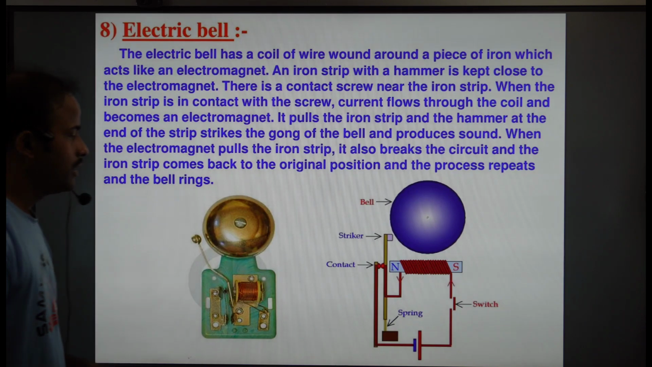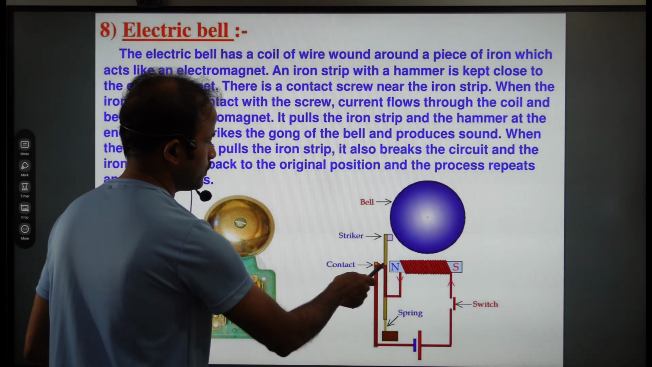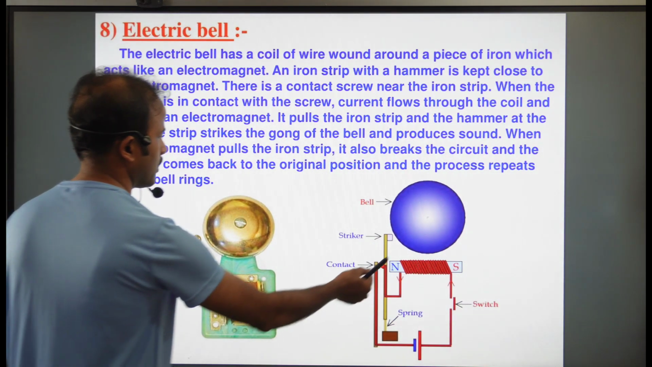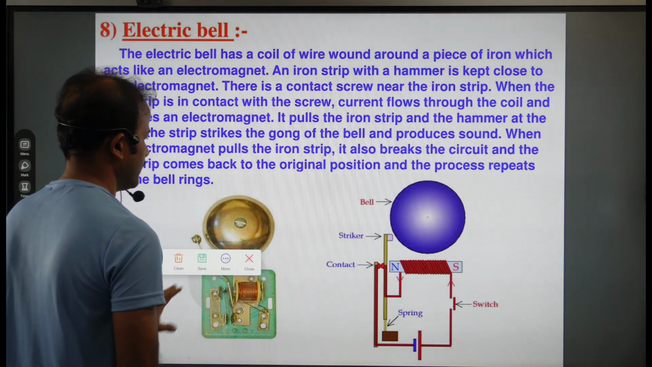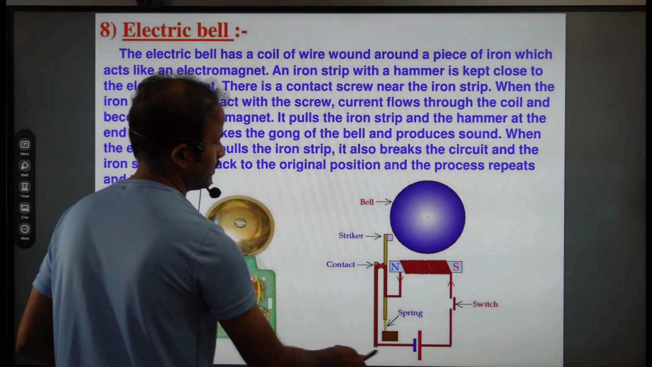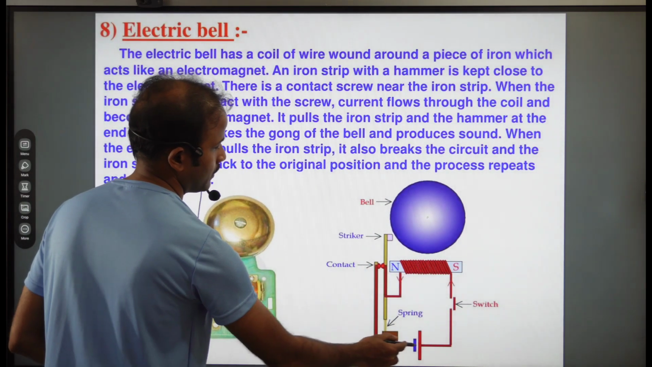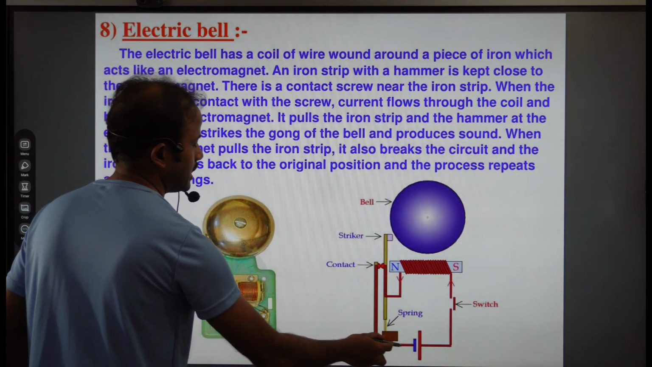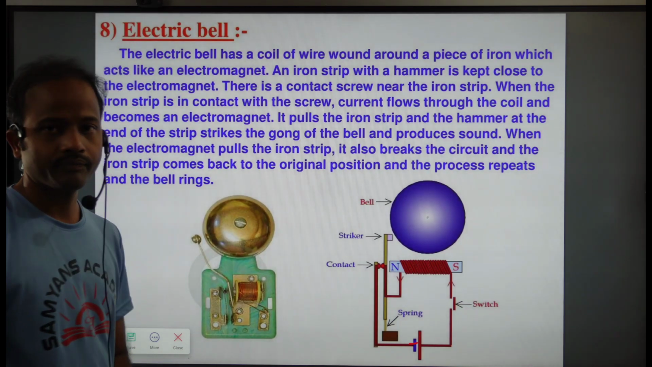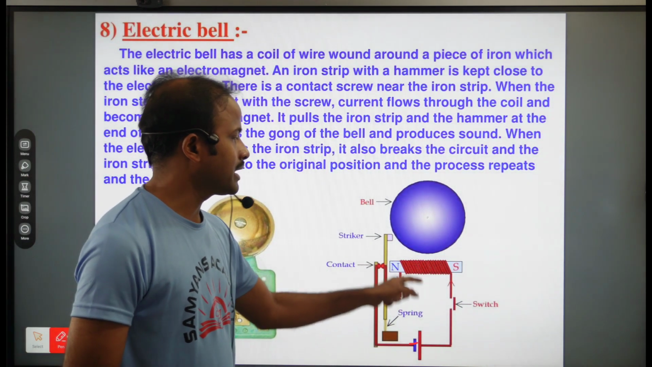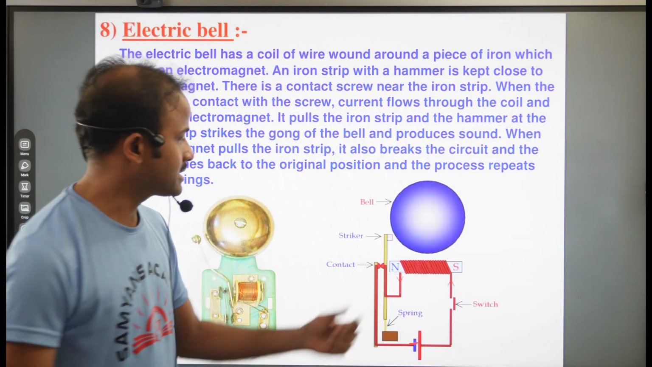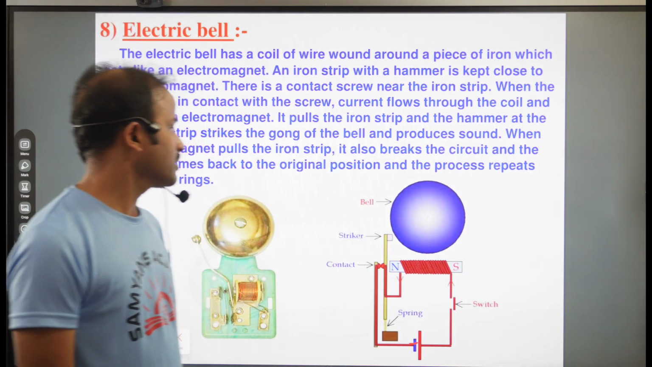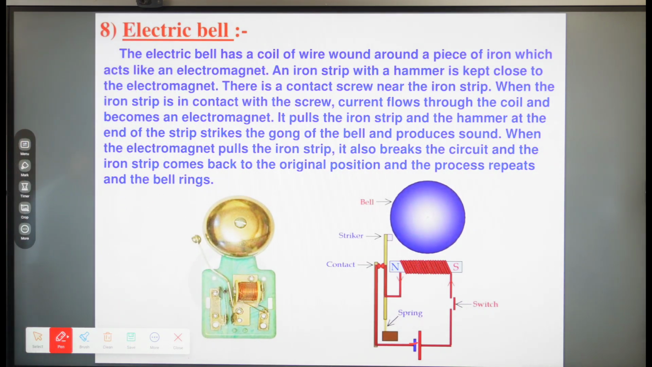Now you see, these two are in contact with each other. Whenever they come into contact, the current will flow through this circuit. The current will flow from the positive terminal of the battery, come through here, and then reach the negative terminal. So what happens when current flows through this system? It will get magnetized. Because of that, what will happen here?